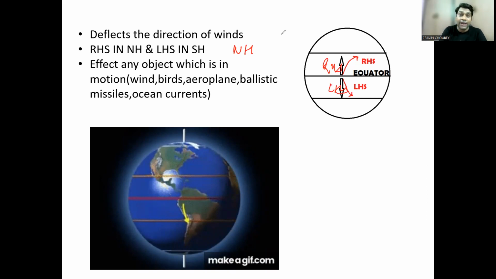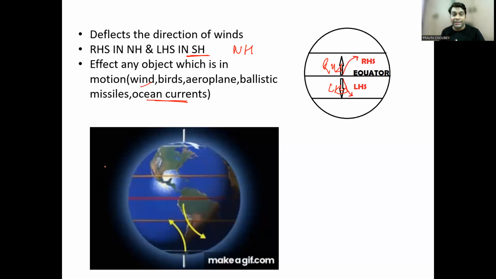This is very important. And remember, from the exam point of view, they can ask you a question: what is the direction of deflection of the wind? So it is the right-hand side in the northern hemisphere, left-hand side in the southern hemisphere. This is what you must remember. Okay, any object which is in motion, not only wind, but also birds flying, aeroplanes, ballistic missiles, even ocean currents, every object in motion not directly attached to the earth's surface changes its direction.